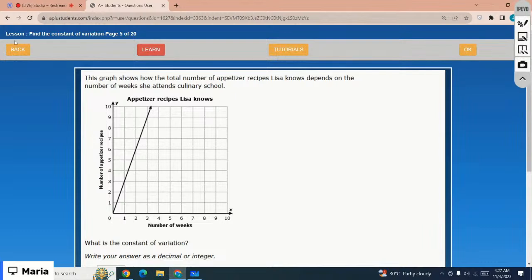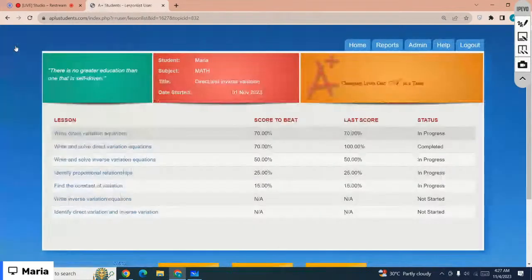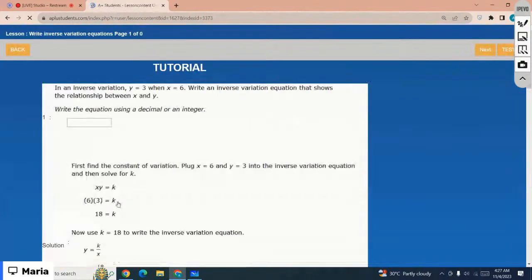Okay, and the next lesson is write inverse variation equations. Now we're going to learn how to write the equations, right? In inverse variation, just look at the example. In an inverse variation, y equals 3 and x equals 6. Write an inverse equation that shows the relationship between x and y. So you're given x and y. You can find k by multiplying x and y, right? So that would be 18.